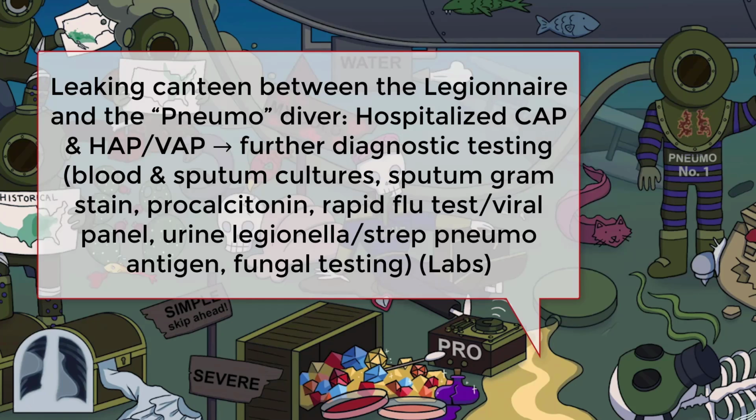All patients with moderate to severe CAP, or CAP that requires inpatient management, will also receive urine antigen testing for strep pneumoniae and Legionella. That's why we've placed this urinary canteen between the pneumatic pneumodiver and the decaying Legionnaire. Additionally, any patient with CAP or nosocomial pneumonia who has a possible exposure to Legionella should get tested.